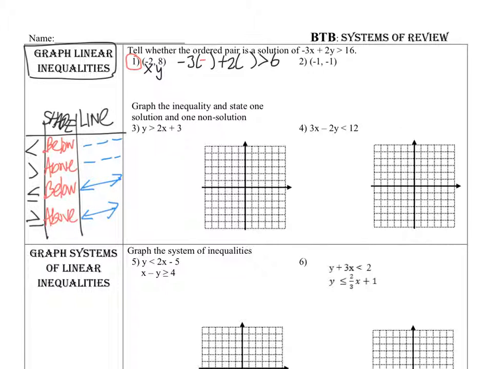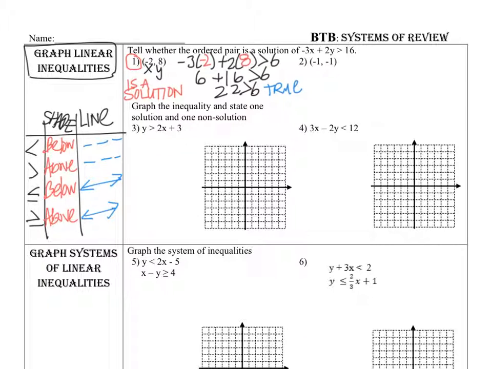So I'm going to put a negative 2 in the place of the x and an 8 in the place of the y. And what I end up getting is positive 6 plus 16 is greater than 6, or 22 is greater than 6. This is true. 22 is bigger than 6. So what does that mean? This is a solution. So that's how you check if a point is a solution to an inequality using the equation.